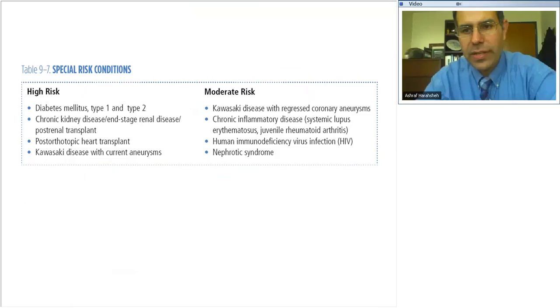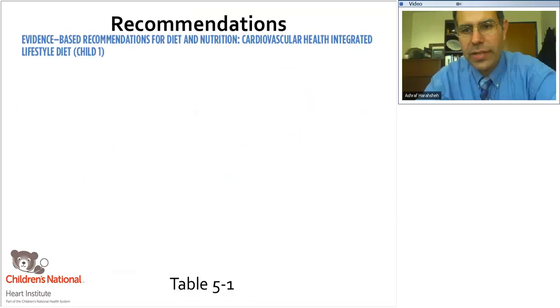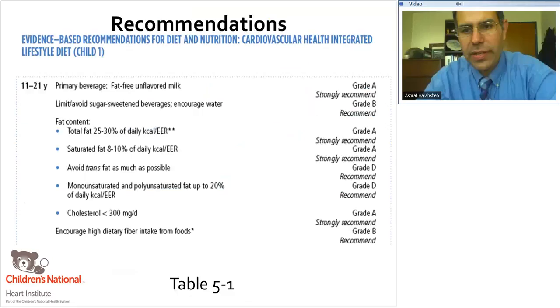And obviously, children with type 1 or type 2 diabetes, we consider them at the highest risk for cardiovascular disease in the future. Kawasaki disease with aneurysms is also in the high-risk group. So in the target LDL recommendations, we want to improve the child's, as a matter of fact, the whole family's diet habits.